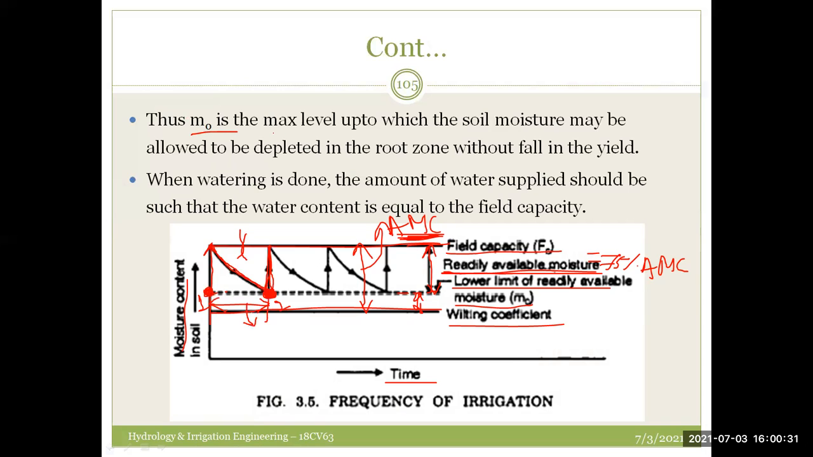So M0 is the maximum level up to which the soil moisture may be allowed to deplete. Till here only the moisture content can deplete; after this, it cannot go. So once it reaches M0, you have to do the watering so that it reaches the field capacity. This is the field capacity line, meaning it reaches the maximum water content. That is nothing but the required quantity of water.